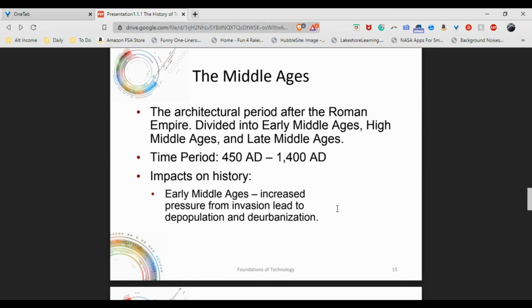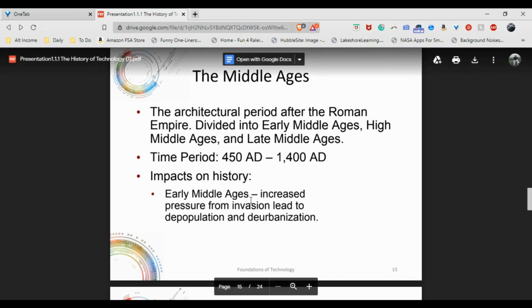Move into the Middle Ages, and so this is after the fall of the Roman Empire. You have three periods within the Middle Ages, which is the early, the high, and the late. So the time period is between approximately 450 AD and 1400 AD. There's two things that happen here. The first is better record keeping, so that's part of why we can subdivide this into more categories, but then also technology is advancing faster and faster.